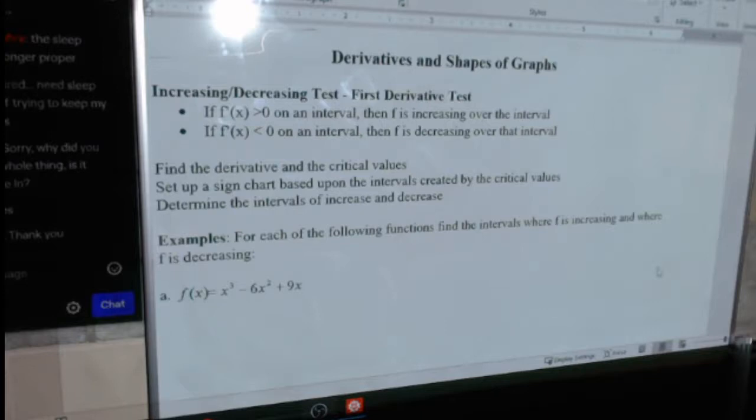So we just got done doing all those theorems, and those are kind of a lead into what we're going to do next, which is the first and second derivative tests. And all of this is to get us to be able to plot a function without graphing.